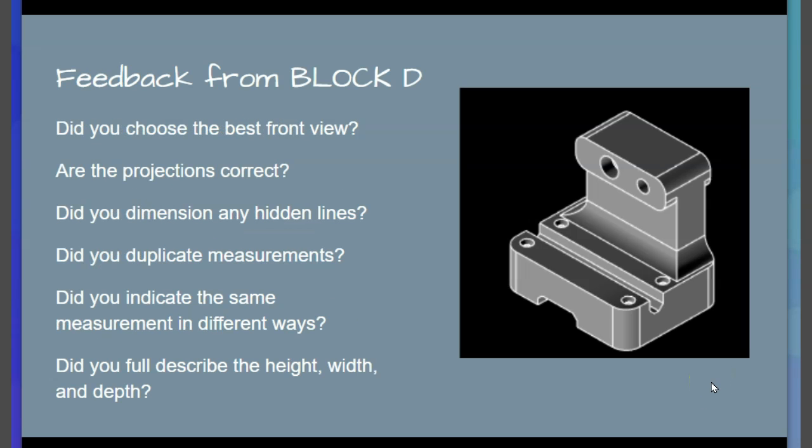Feedback from Block D. Did you choose the best front view? That was one of the things you were supposed to do in this, and a lot of you just went with whatever popped up first. Are the projections correct? Some of you just kind of inserted random things around, and there were specific requirements for projections. Did you dimension hidden lines? Did you duplicate measurements? Did you indicate the same measurement in different ways, like measuring it from the top and then from the bottom in another view? And did you fully describe the height, width, and depth of the part?